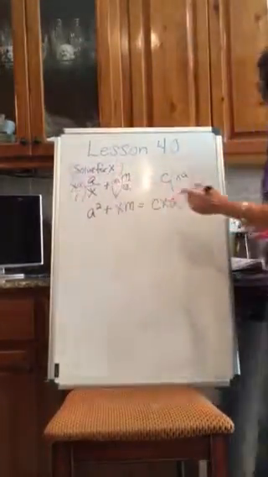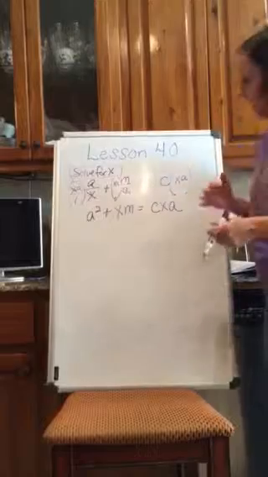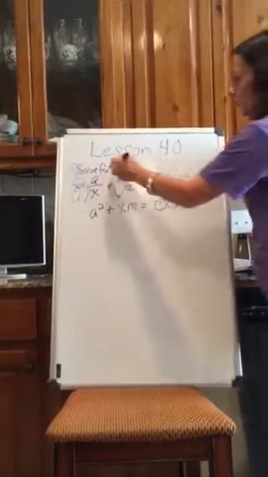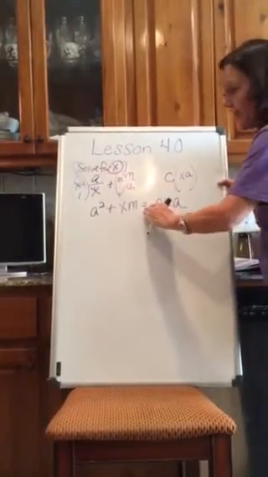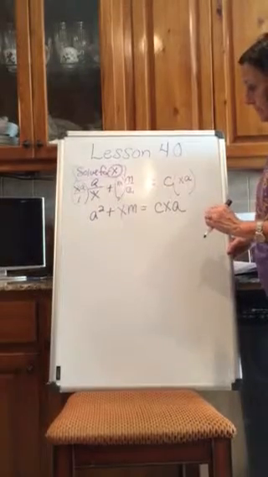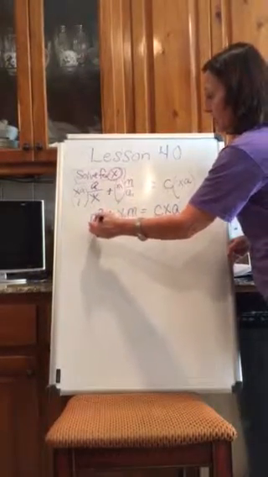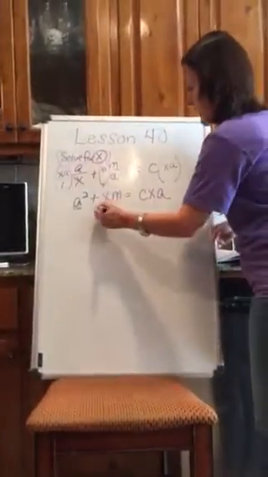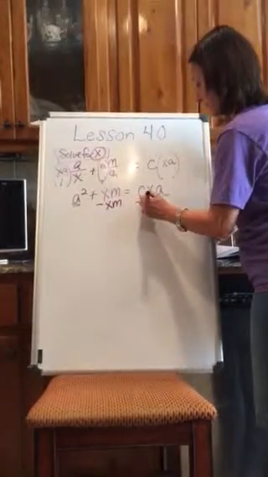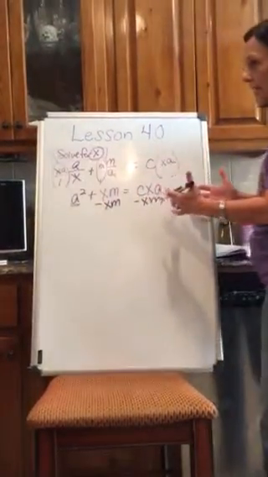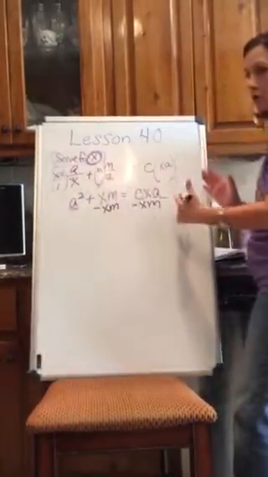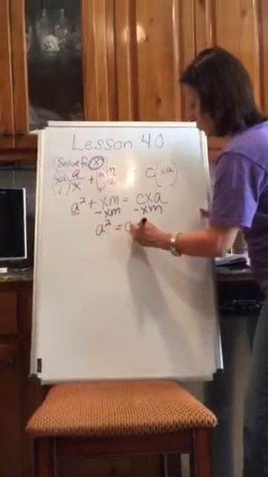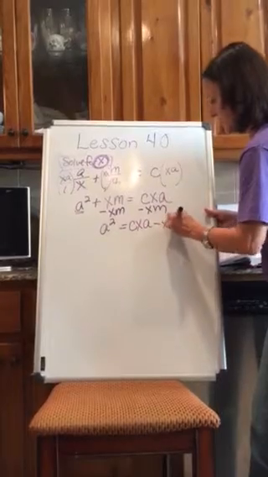Alright, so the first step was to eliminate the denominators. Now, because I'm solving for x, the next step is to move every term with x to one side of the equal sign. So this one has no x, I'm going to leave it here. I'm going to move this one to the other side, and I do that by subtracting xm. So I'm isolating the one I'm solving for all to one side of the equation. So of the equal sign, I have a squared equals cxa minus xm.